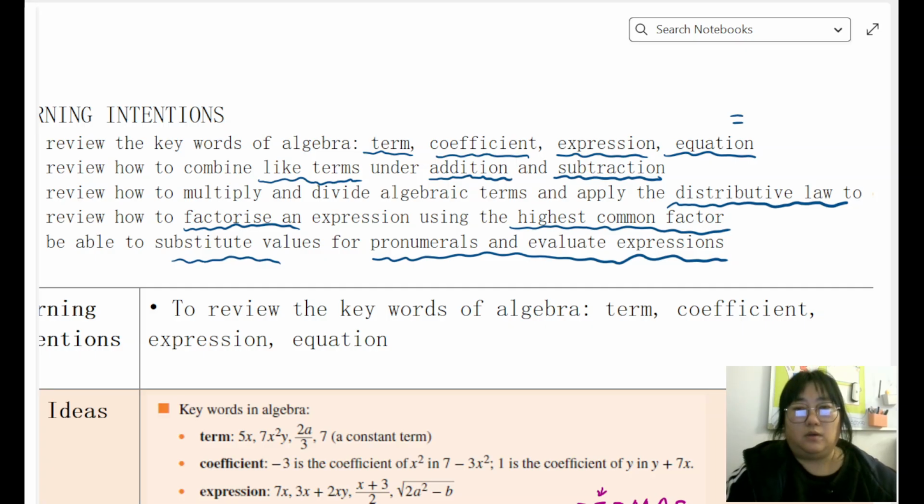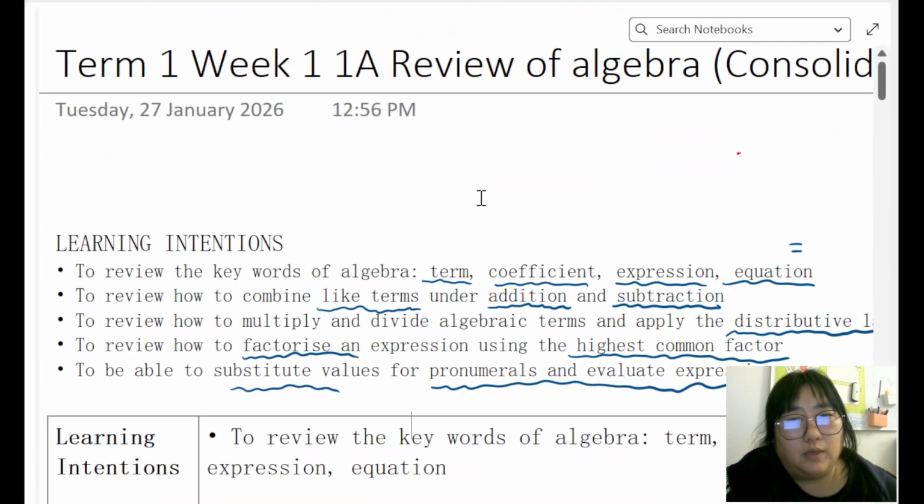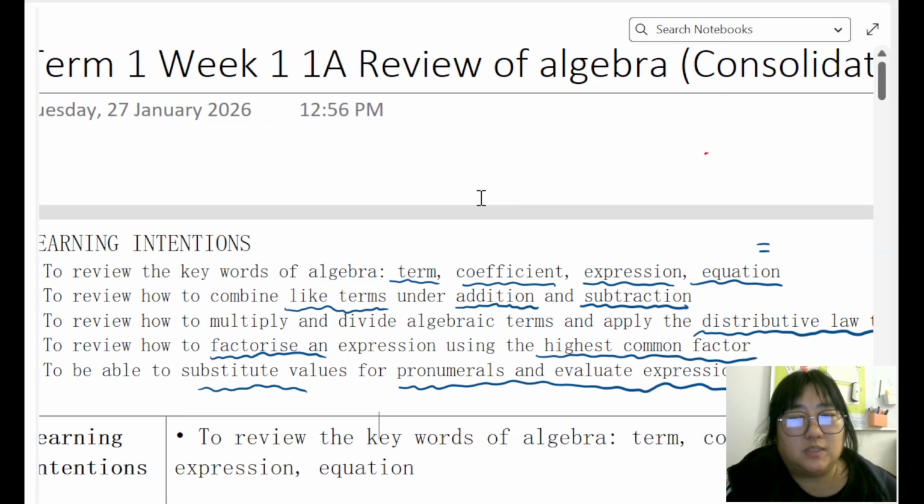Okay guys, that is basically what we studied in this lesson. I hope everyone can study well for their math before we start this whole topic of algebra. Thank you for everyone listening to my lesson today, and I hope you have good luck with your math study. Okay, thank you everyone. See you next lesson.